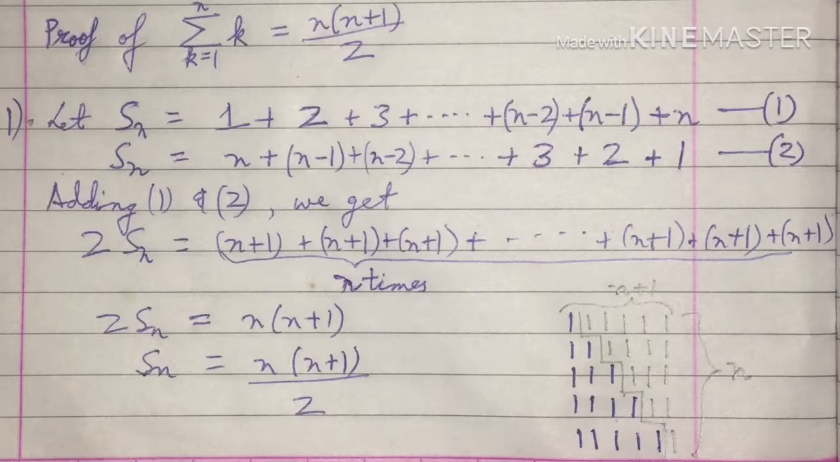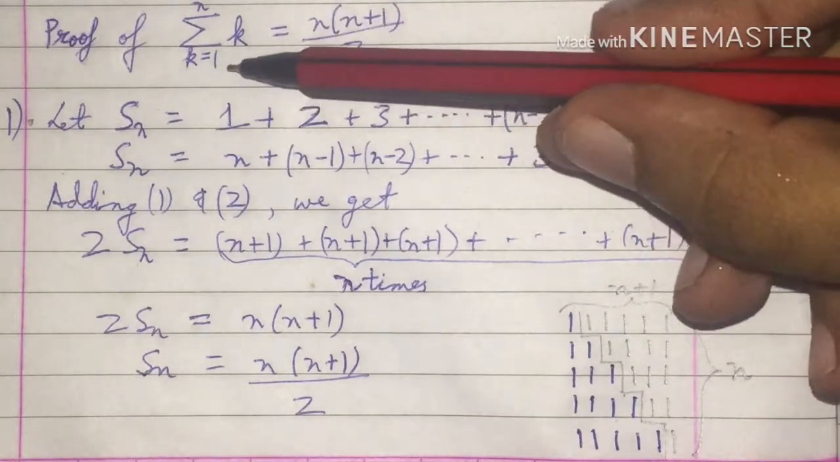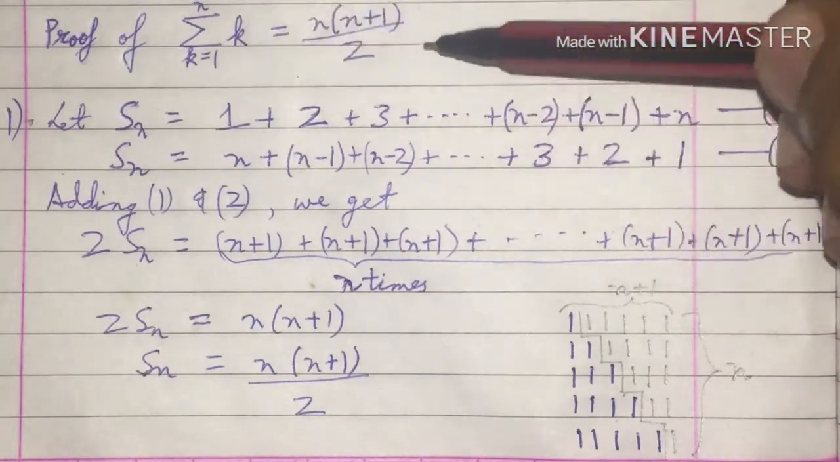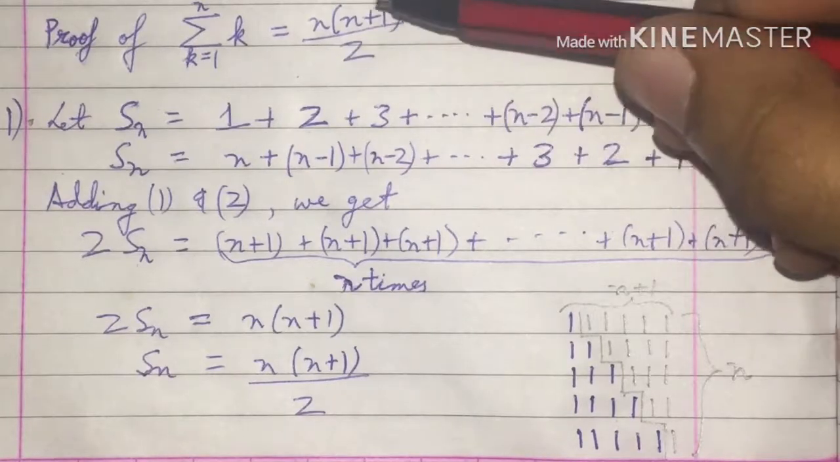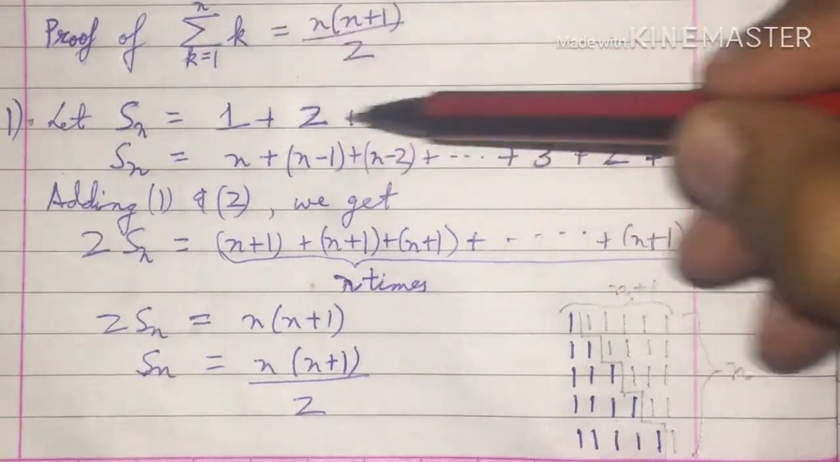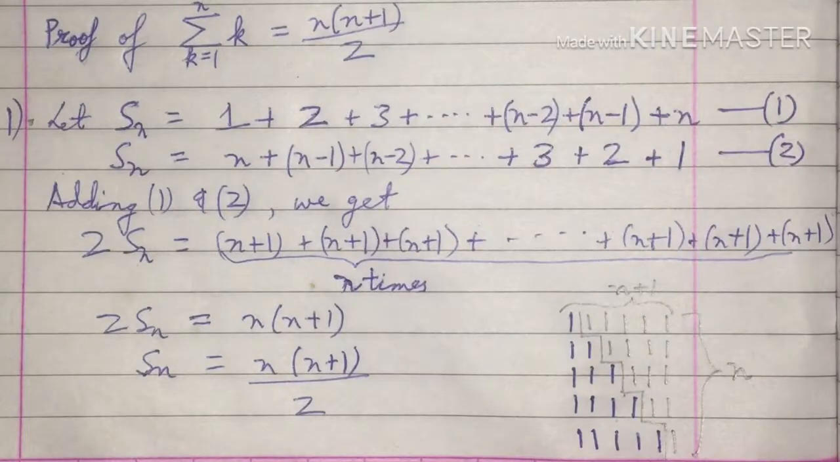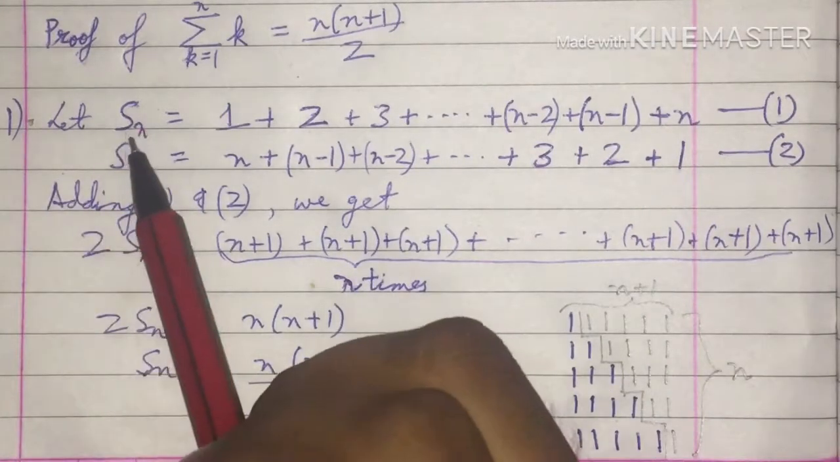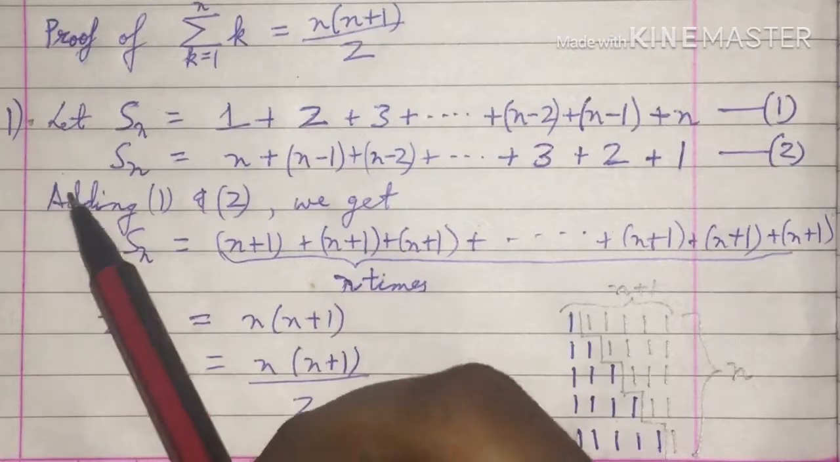Today I'll be doing the proof of summation k ranging from 1 to n of k is equal to n into n plus 1 by 2. So basically this is the sum of the first n natural numbers. We can also denote it as Sn. So the proof goes as follows.